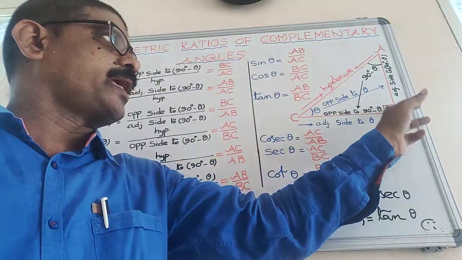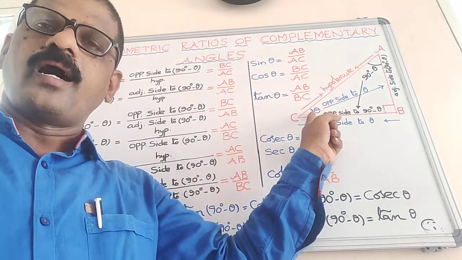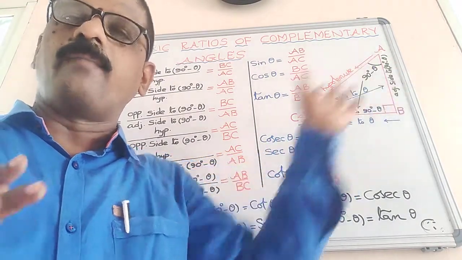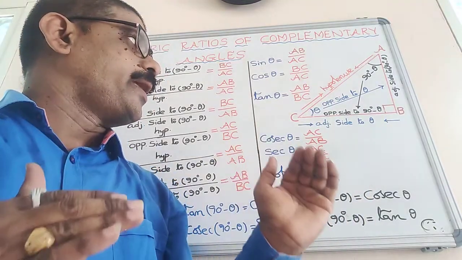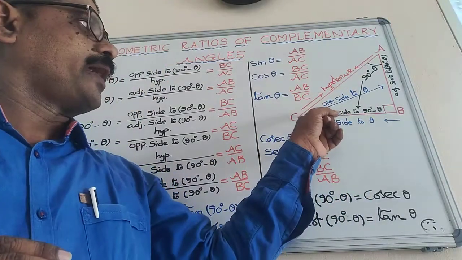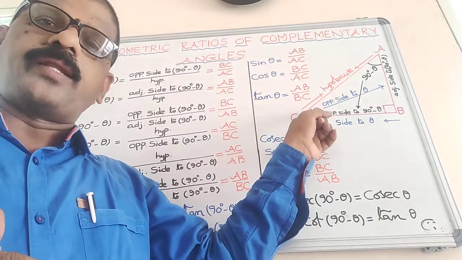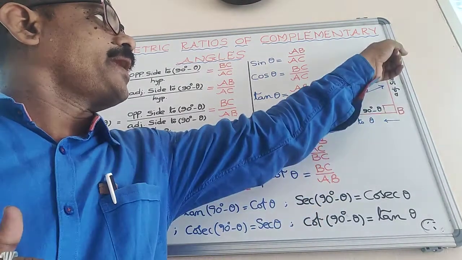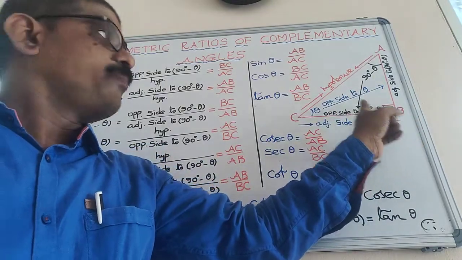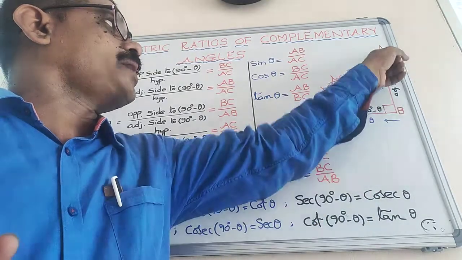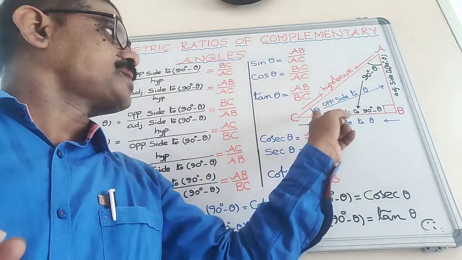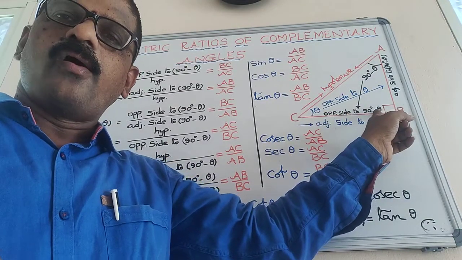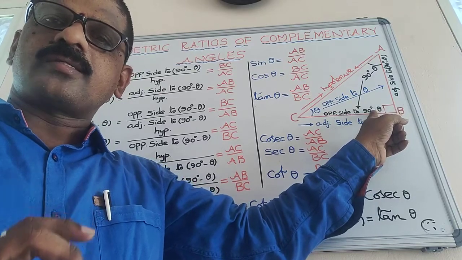Similarly, angle B is 90, angle C is theta. Now, the third angle is 90 minus theta. Clear? And first we have to observe that angle C is denoted by theta. So, the opposite side to theta is AB. Clear? Opposite side to theta is AB. Adjacent side to theta is BC. Clear? Already different colors are there.